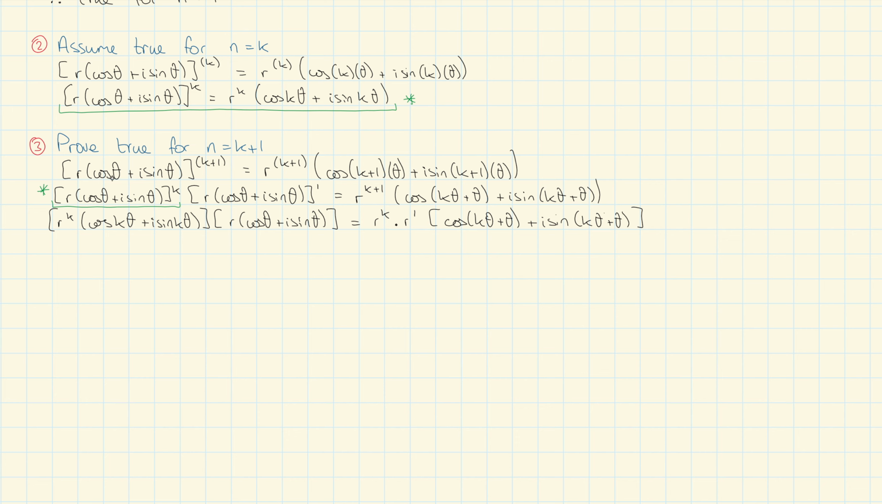Okay, so then left hand side here, we have r to the power of k and r, so I can rewrite that. Just rearrange it so they're beside each other. And now I'm going to split these brackets. So it'll be cos k theta times cos theta plus i sine theta plus i sine k theta on the same bracket.